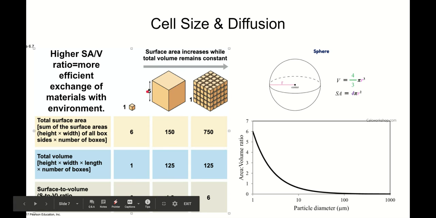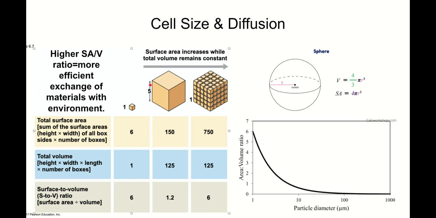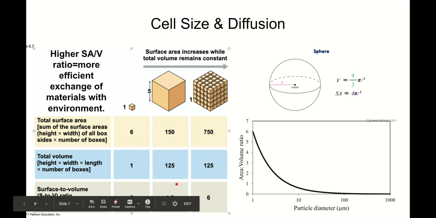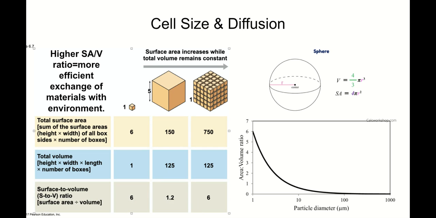However, if you increase the volume such that now you have a 5 by 5 cube, right now your surface area is 150, your volume is 125, and look at your ratio, right? Your ratio has gone down to 1.2, and so it's not as efficient as the cube with the side length of 1.